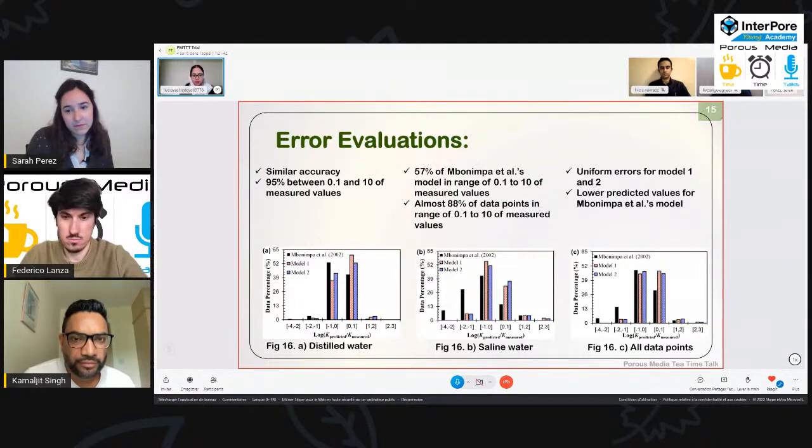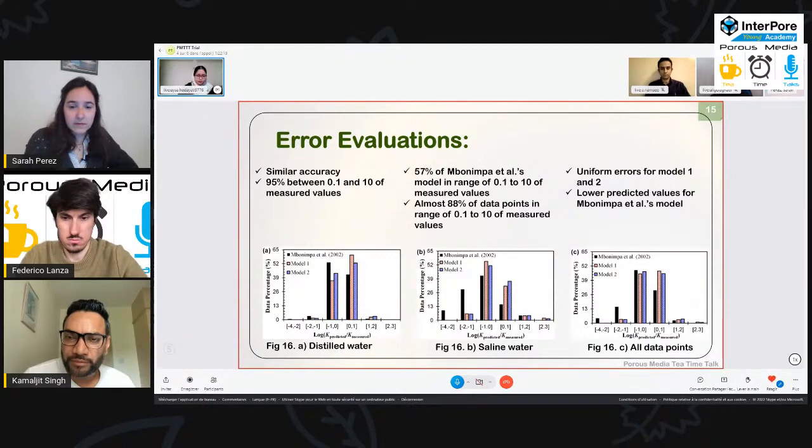First, in figure A, we have the evaluation of errors for distilled water. The performance of the models is relatively the same for distilled water for all three models. Almost 95% of data are between 1/10 to 10 times the measured values, as you can see. However, when it comes to saline pore pressure, we can see the difference between the Bonin-Pouls model and our two newly developed models, Model 1 and Model 2.